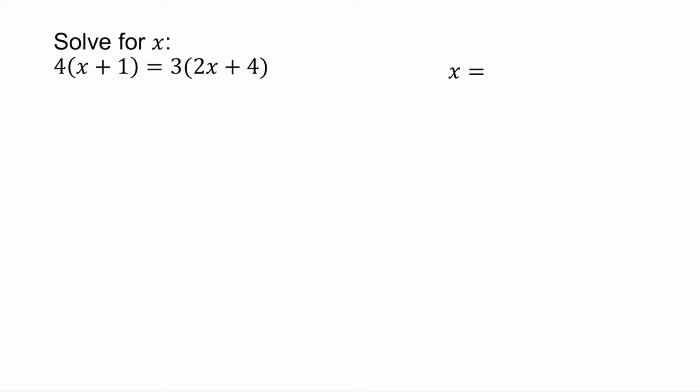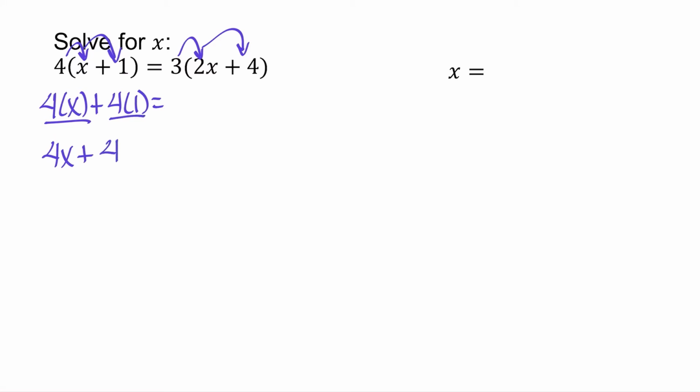So now let's try this problem. We have 4 times (x plus 1) equals 3 times (2x plus 4). In this problem, we're going to have to distribute every time we see a factor in front of parentheses. On the left side, I'm going to distribute this 4. The right side, I'm going to distribute this 3. So on the left, I have 4 times x plus 4 times 1. I'm going to work on simplifying the left side, and then I'll come back to the right. So 4 times x will give me 4x plus 4 times 1, which is 4.